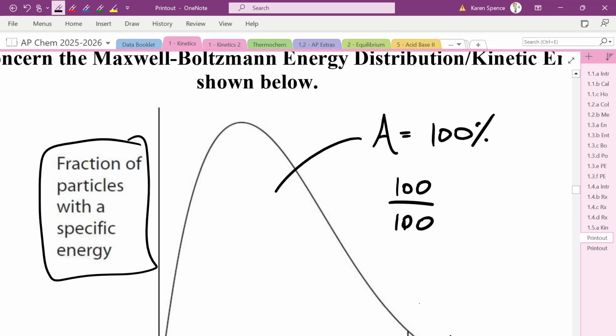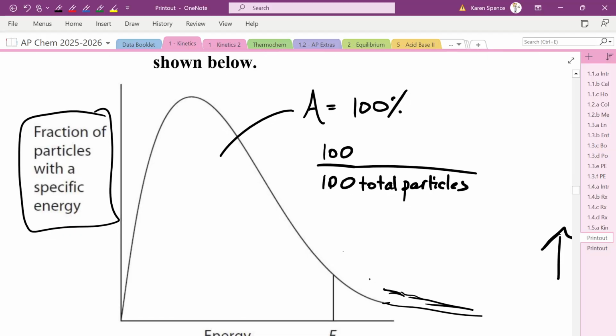Does that make sense compared with, if this over here was the number of particles, then the peak would get higher and the whole thing would just get bigger. But because it's the fraction of particles with a specific energy, the height of the peak doesn't change. So the total area is 100 particles out of 100 particles.